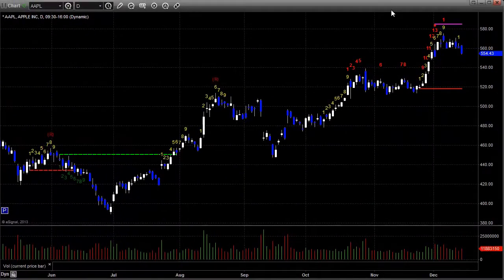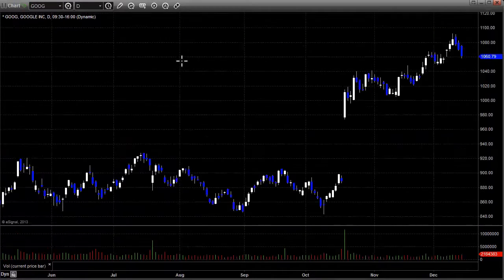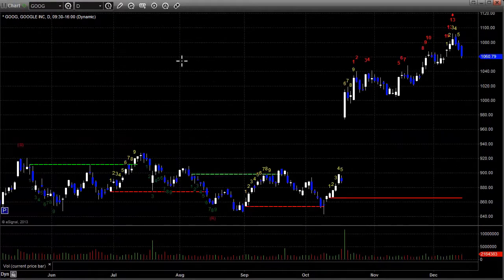Also, putting the daily charts back up, here's a look at Apple. You'll notice the 13 sell signal here that Richard pointed out. It did go a little higher, but never broke the risk line. Now we're starting to finally come in a little bit on that. Google, here's a look at the Google chart. It got a 13 sell signal on Tuesday and immediately rolled with the market.